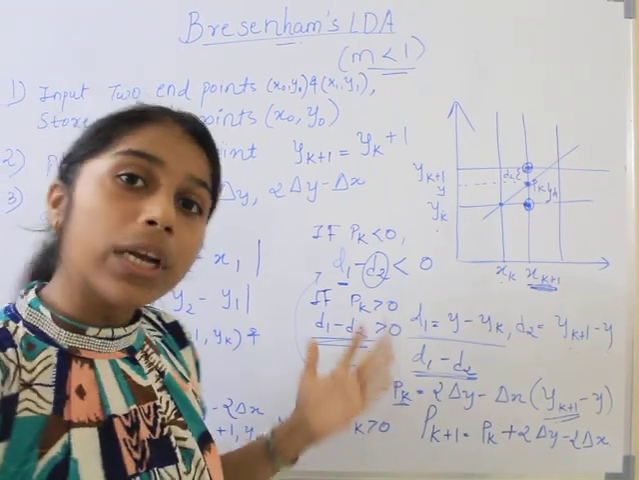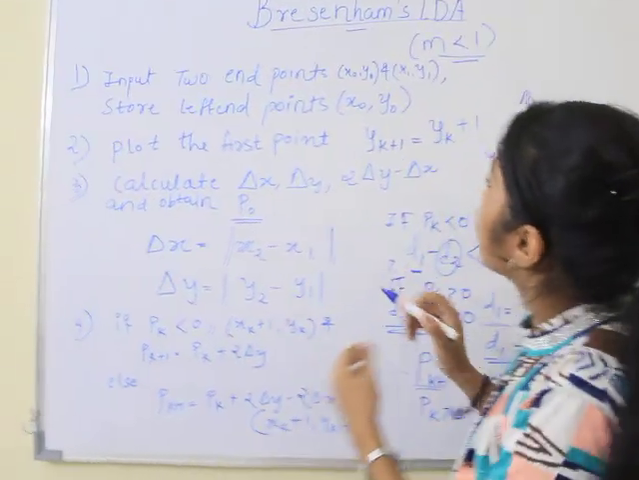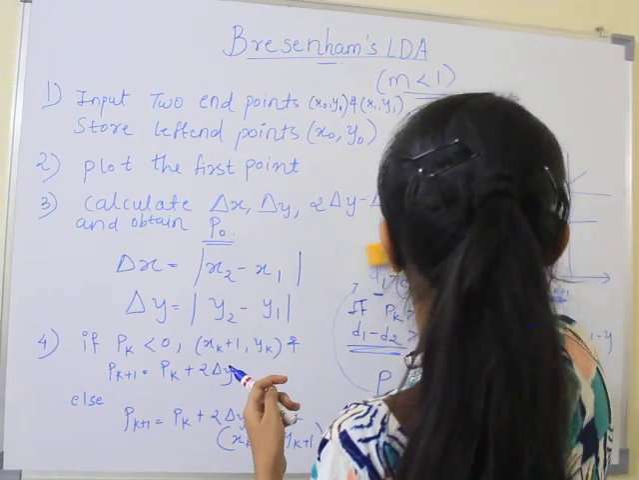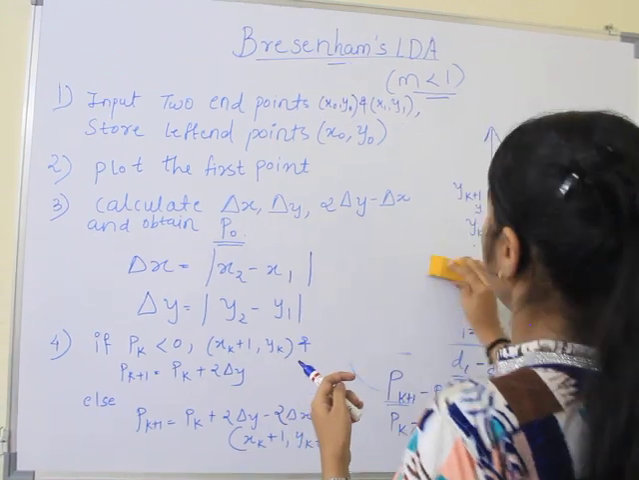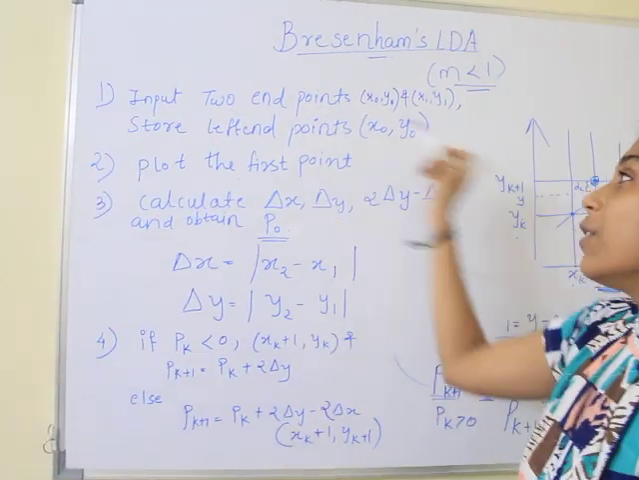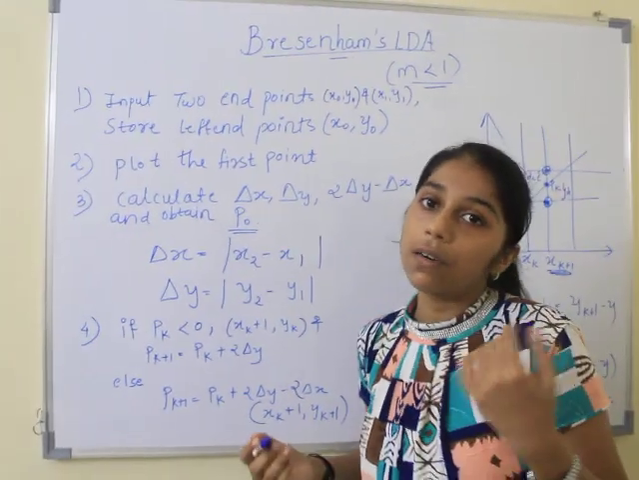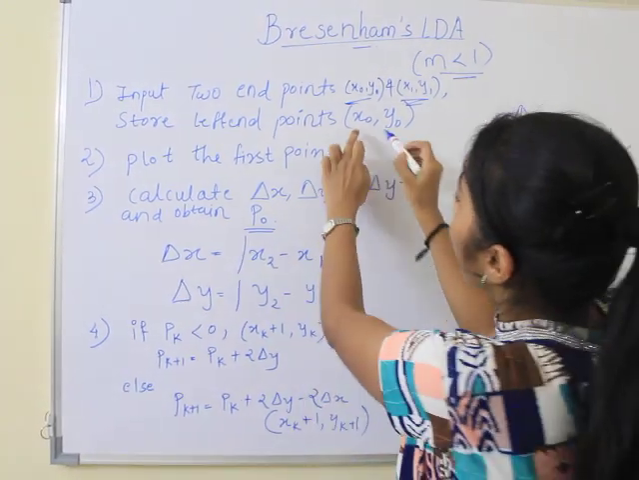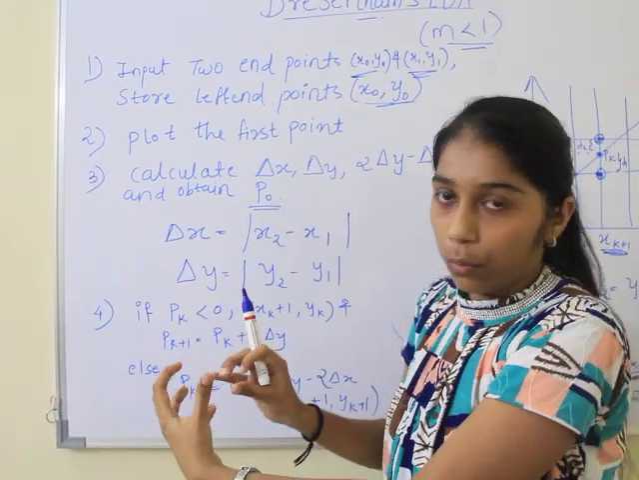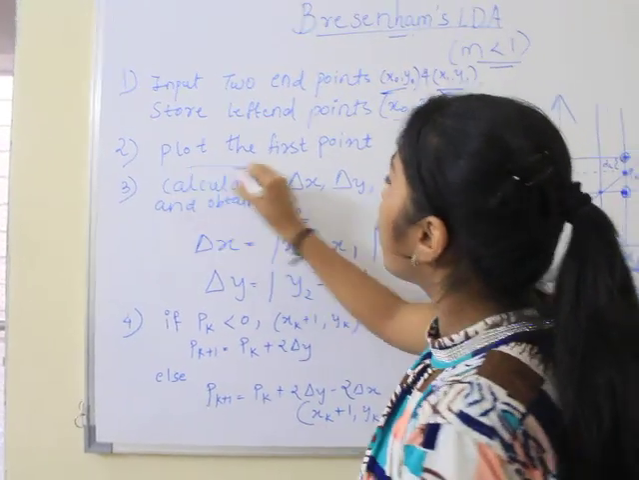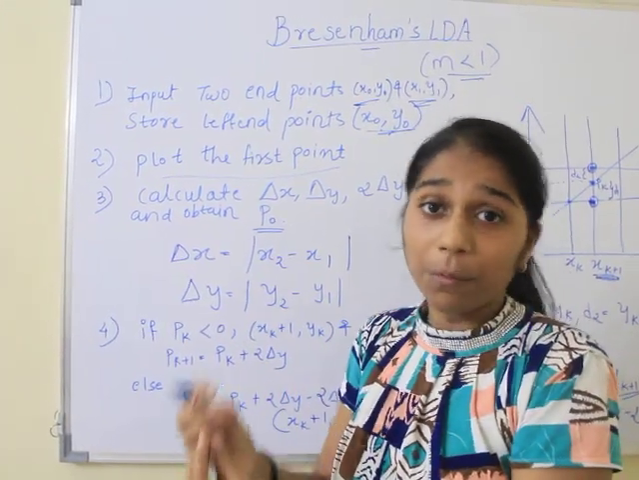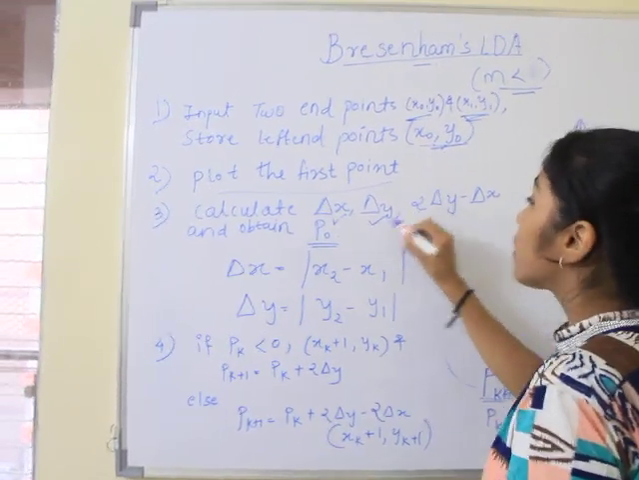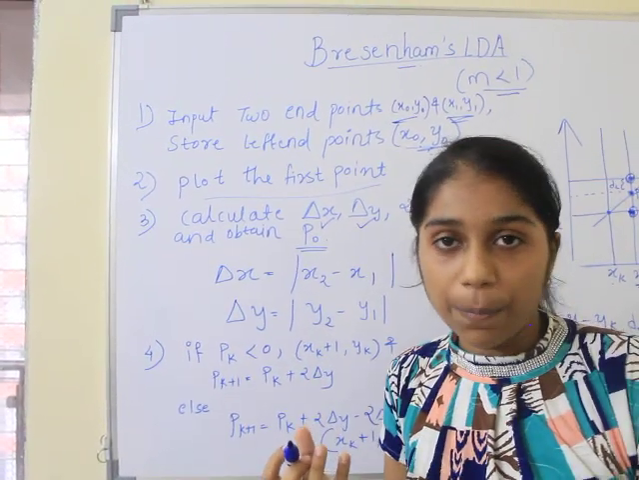So let us look into the main algorithm. I'll erase this. The first thing you have to do is initialize the two end points of the line, that is the starting point and ending point of the line, and then store the starting point in some buffer value. After storing this, you need to plot this first point because the line starts from that starting point. After doing that, find delta x and delta y, so that you can get the initial decision parameter value.